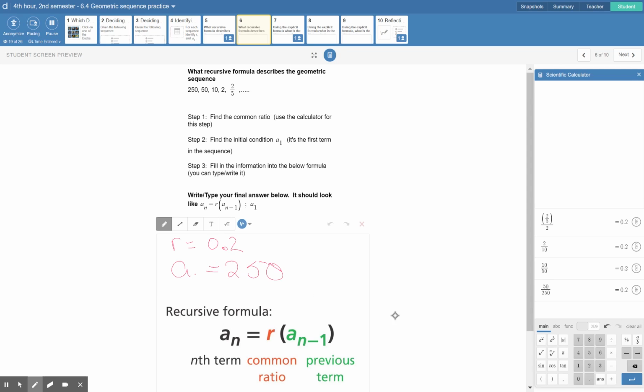So we plug that in. We have our A sub n. We have our ratio, which is 0.2. We're going to write the previous term. And then we're going to do this semicolon 250 because we want to tell the reader where to begin.